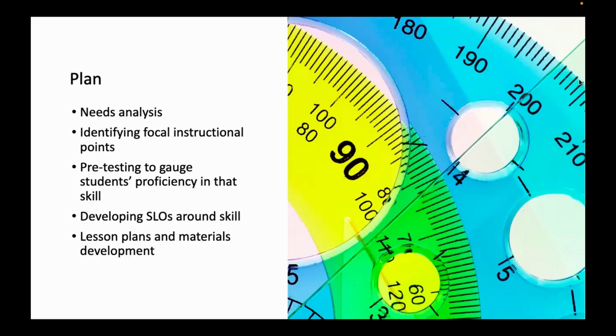Developing some sort of learning outcomes and planning your materials and your lesson.